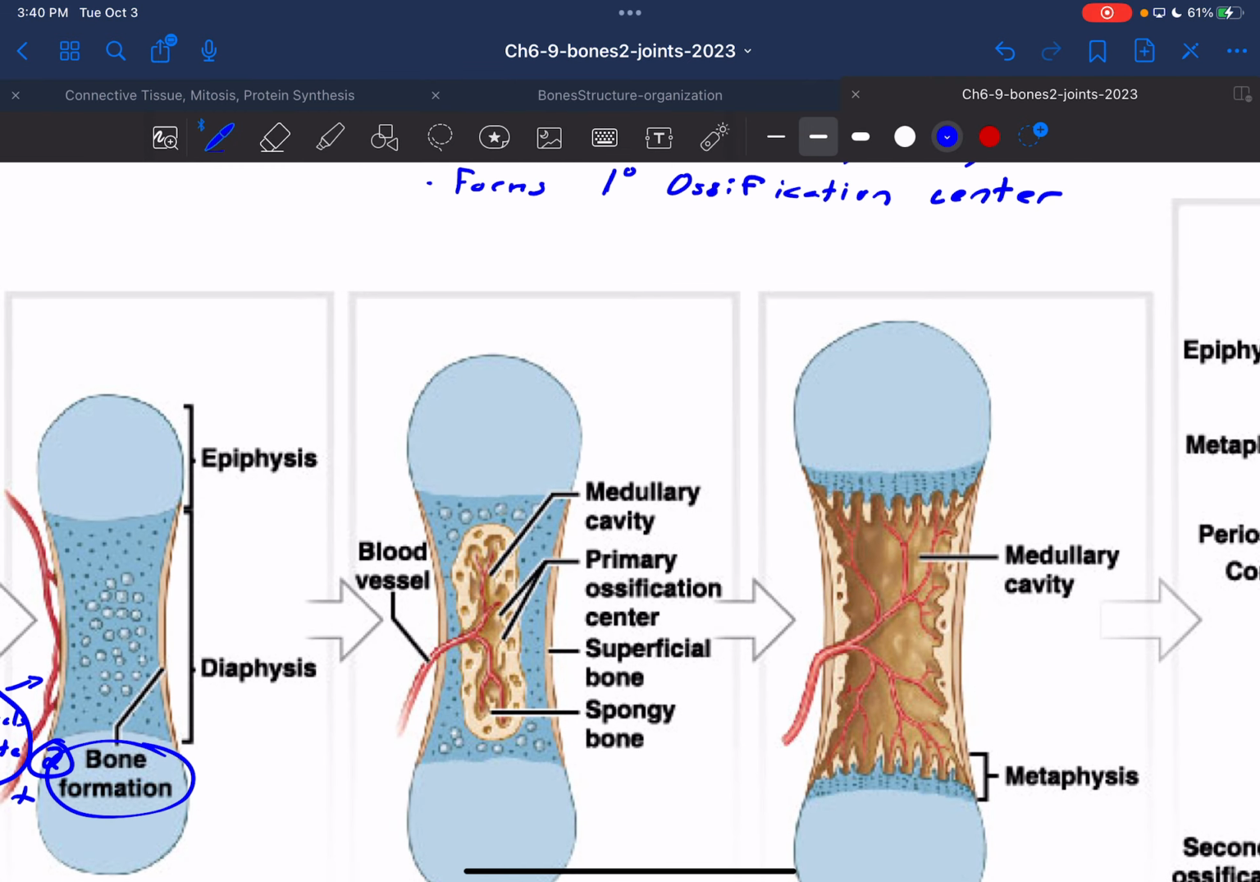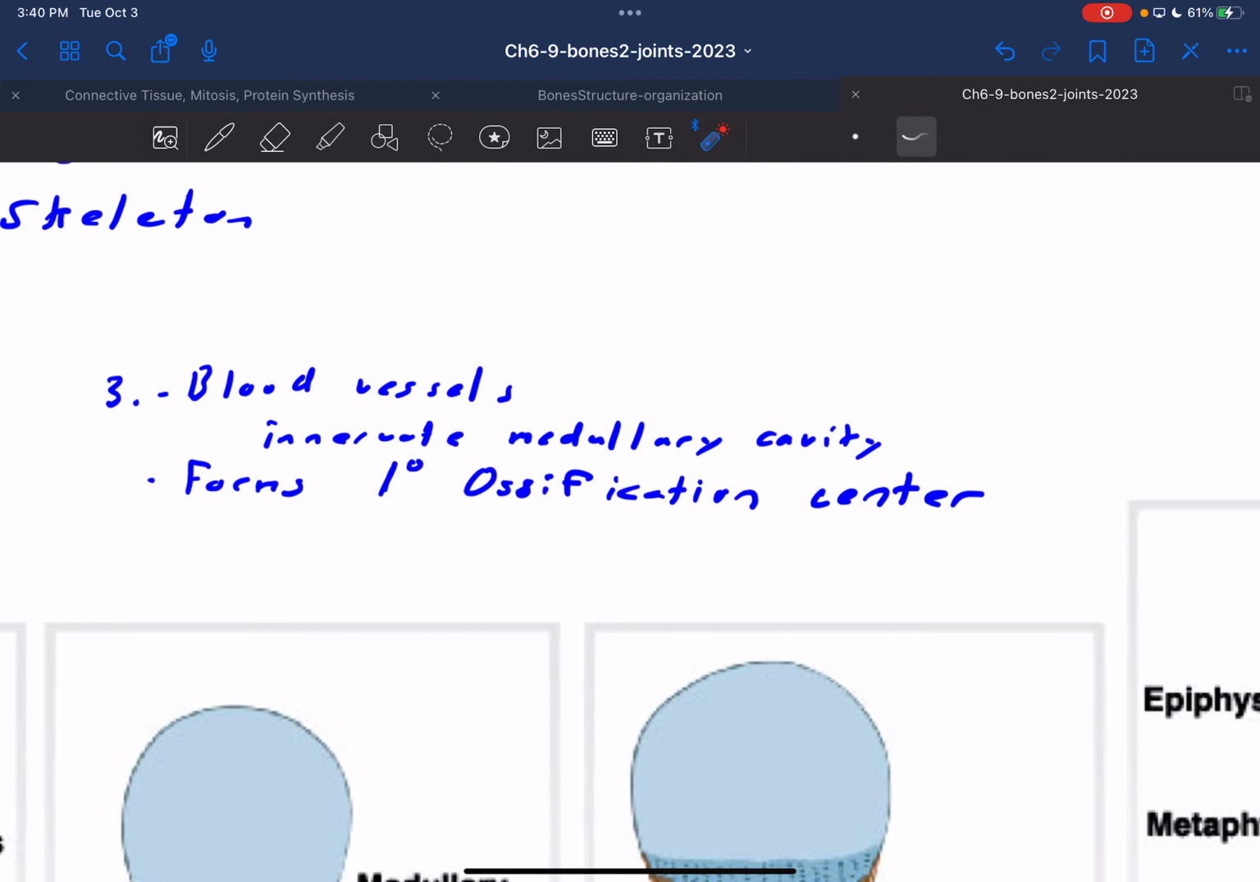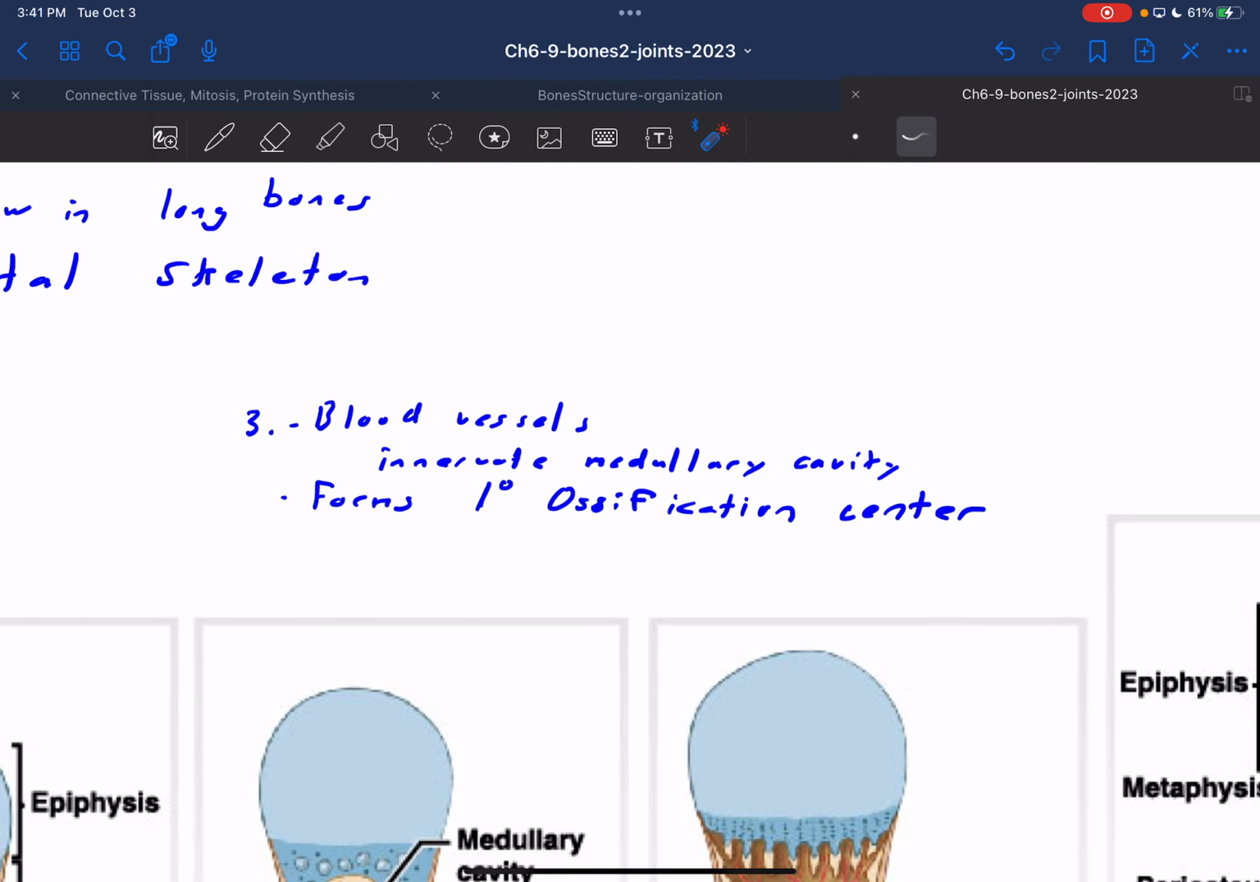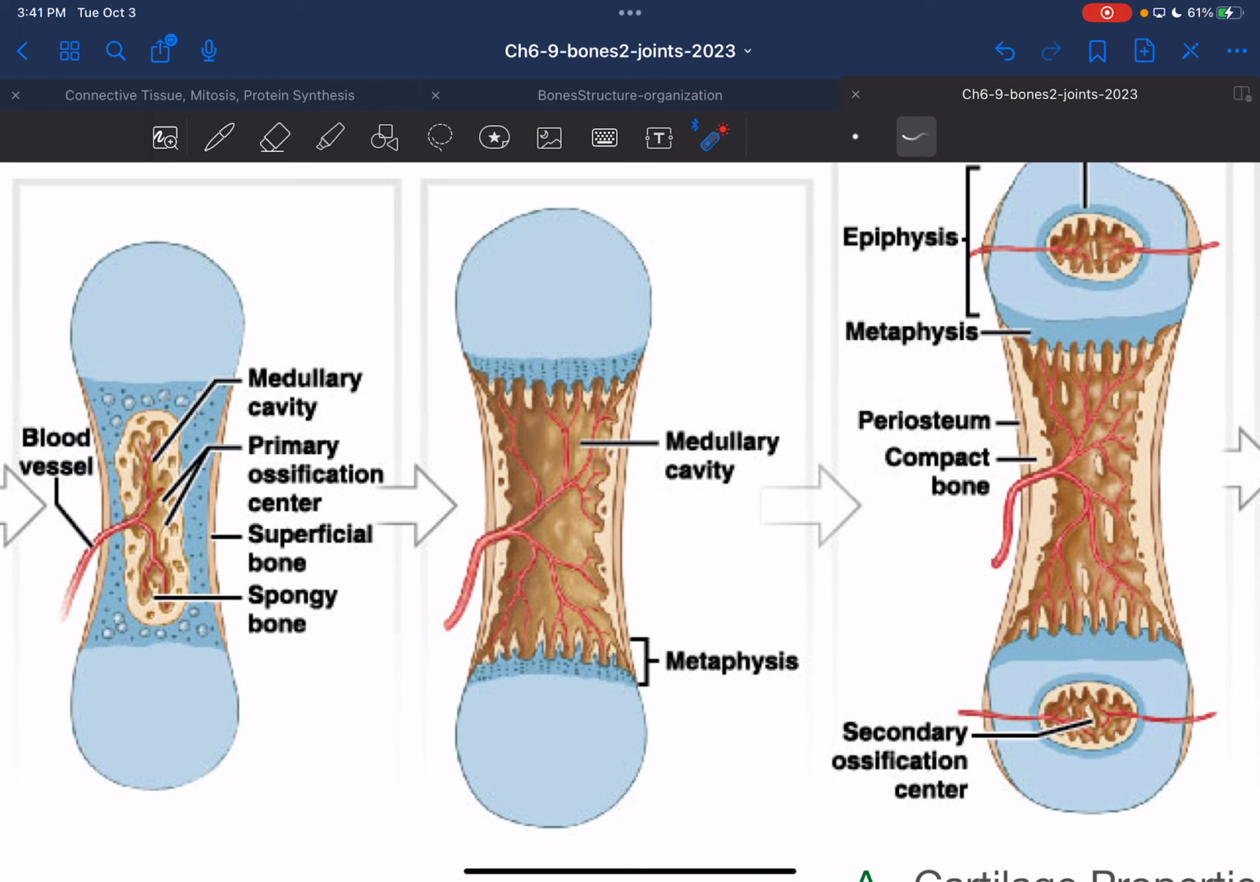Cool. All right, and in the center, we got spongy bone. So spongy bone is going to be now forming in that primary ossification, but this is enough. All right, we move on from here.